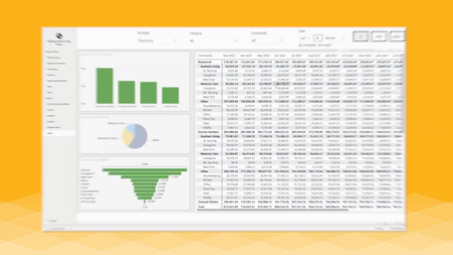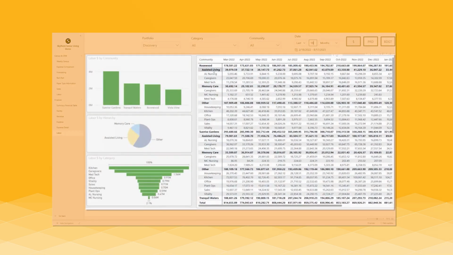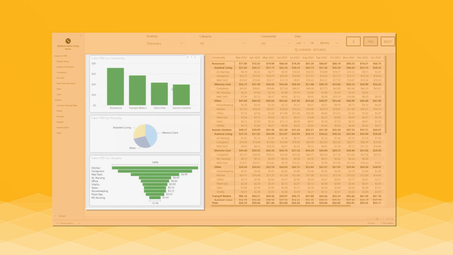Our labor overview report is a great place to get a high-level view of labor across all of our communities. Filter by community. See how your labor varies across facilities. This can be a great tool to start analyzing the why and how labor varies by facility.